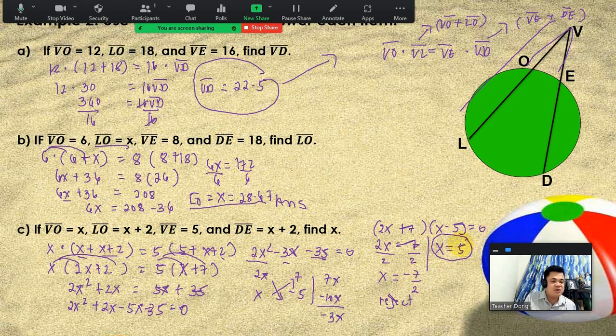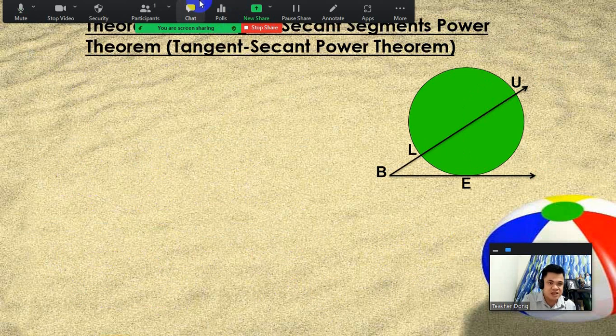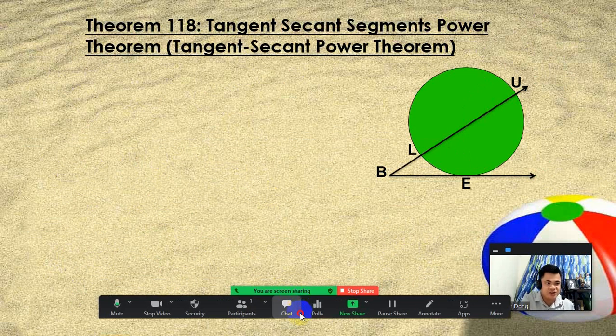Again, just remember, for Theorem 117, we have two intersecting secants, and the intersection is outside the circle. Now, to solve, just multiply the portion times the whole of the first secant equals the portion times the whole of the other secant. As simple as that, so that you will not be confused. Next, let's have the last theorem that we're going to talk about.